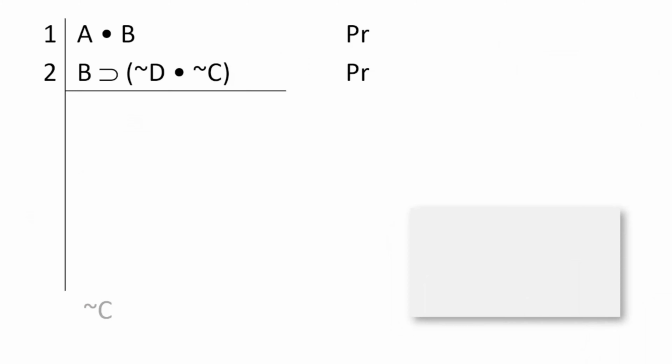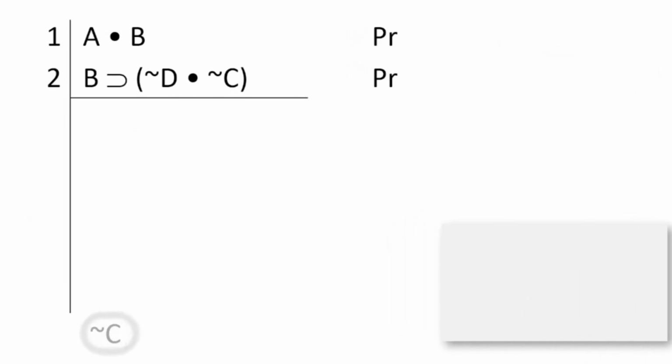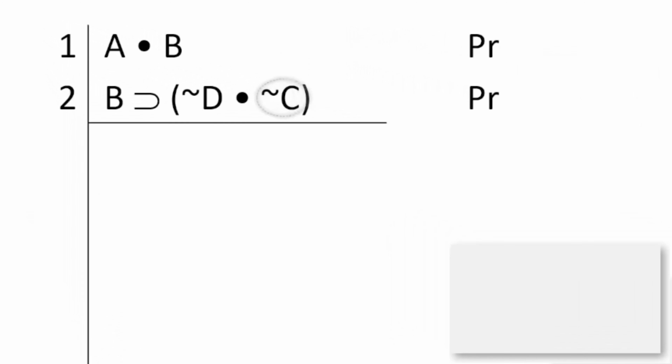We look at where we could get not C from. Not C is part of a conjunction that is part of the proposition in line 2. To get not C, you certainly need to derive the conjunction. The conjunction is a consequent of a conditional in line 2. We now have learned about a rule that allows us to detach the consequent of a conditional, Modus Ponens, provided that we have the antecedent.